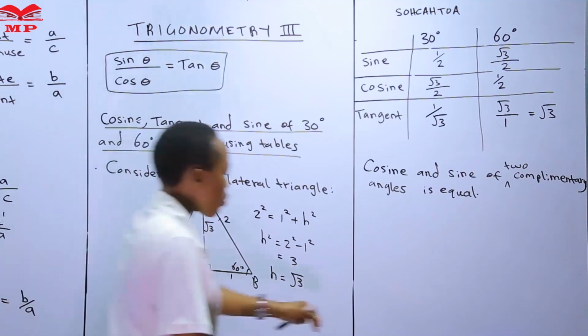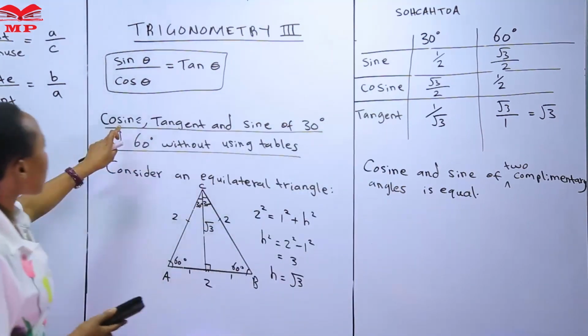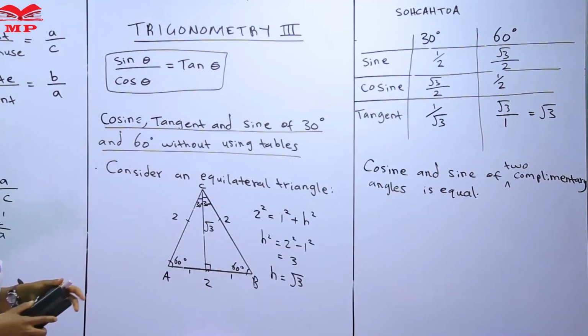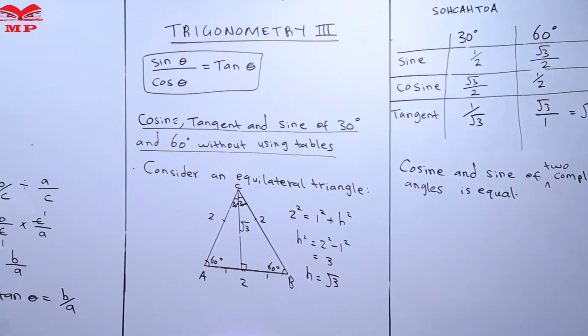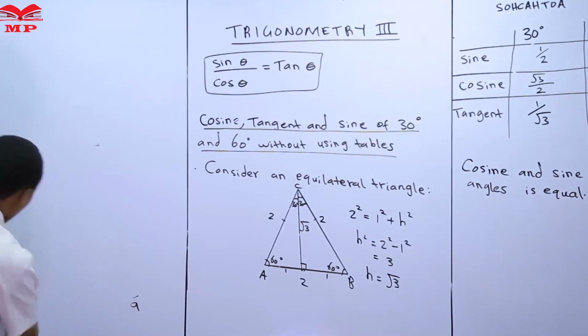Now, I also want us to look at how we can find the cosine, the tangent, and the sine of 45 degrees. Now, for 45 degrees, again, without using the tables.